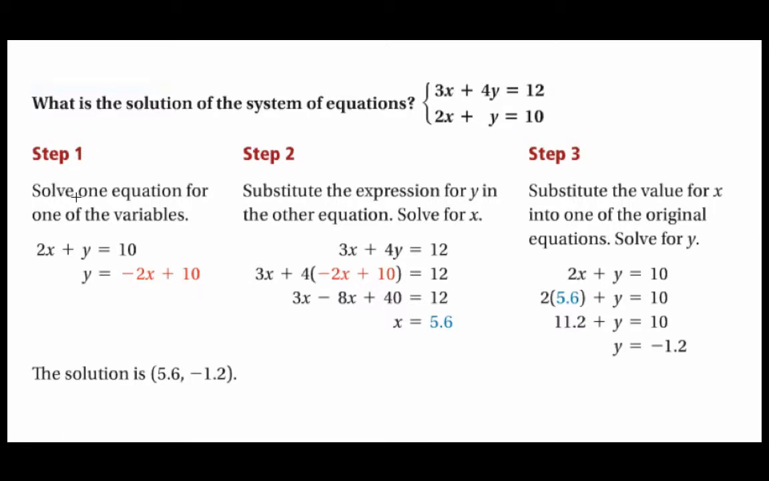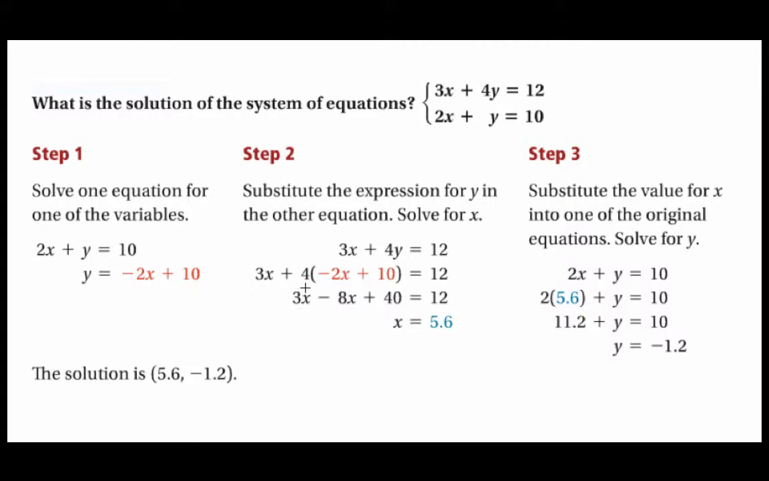So the first step is to solve one equation for one of the variables, and the way that we know which one is to choose the equation that has either just y or just x. So solving for y, I get -2x plus 10. Subtract 2x to the other side. The second step is to substitute the expression for y in the other equation and solve for x. So here you can see is our other equation, 3x plus 4y equals 12. We take out the y and we put in the quantity -2x plus 10 because they're equal. So we can use them interchangeably.